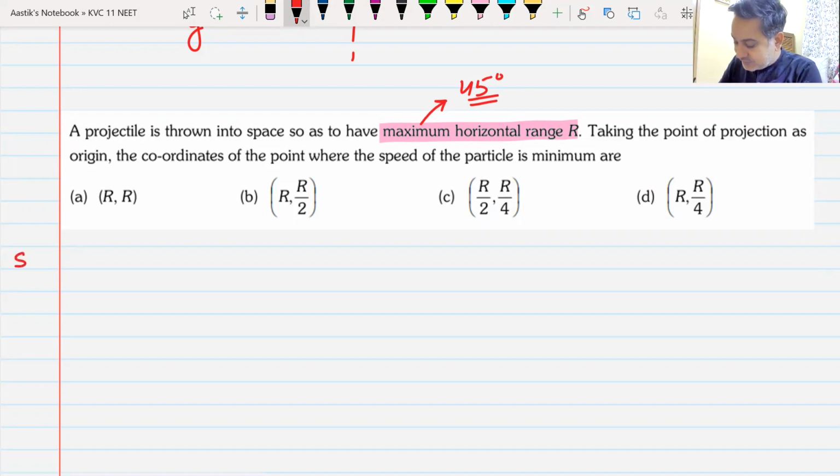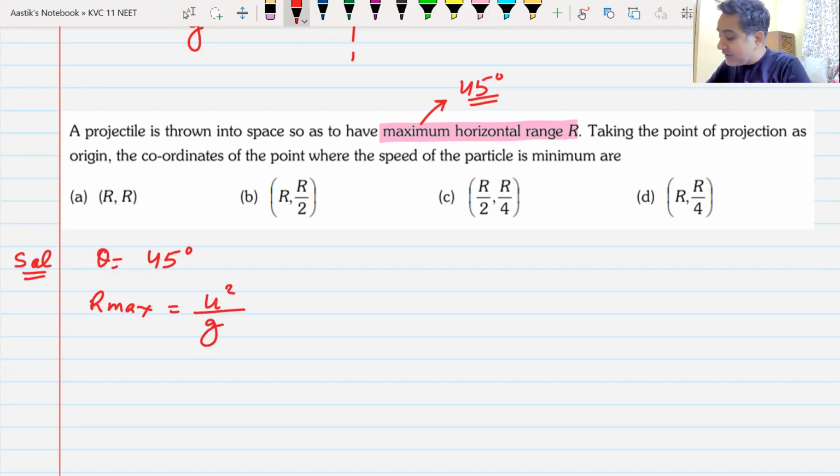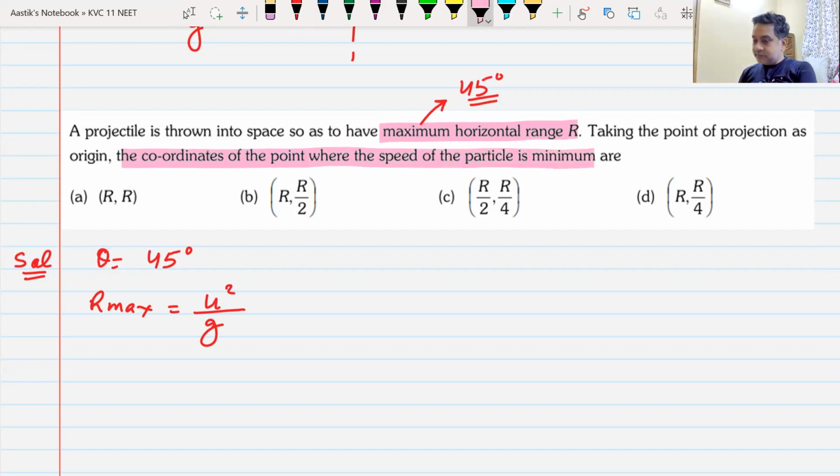Okay. So this is one information that I have, that the angle theta is 45 degrees and the range is maximum, and the value of maximum range is u square by g. I've already done that. Now they're asking you the coordinates of the point where the speed is minimum. And now I ask you, where is the speed minimum? If I throw the particle, where is the speed minimum, my dear friends? So this question consists of 2 or 3 things that I had to tell you, and that is why this question is here.